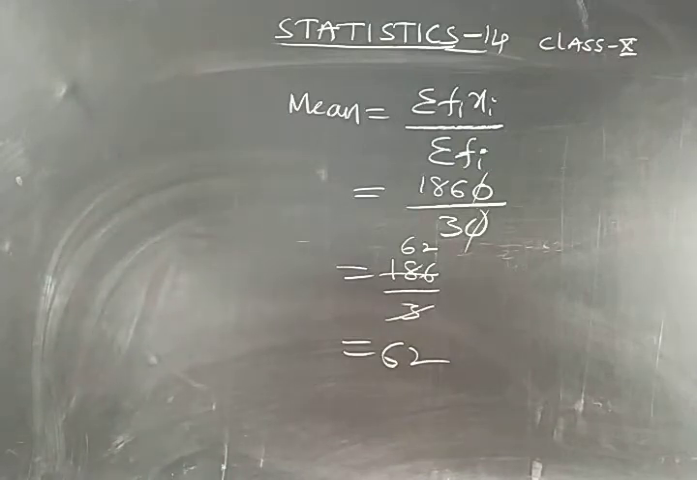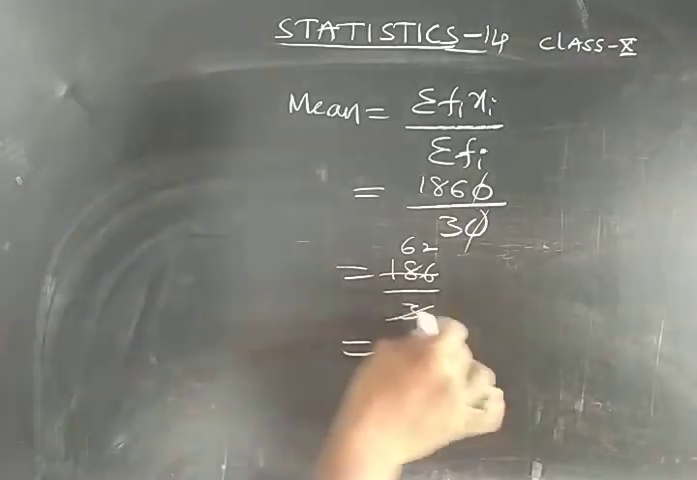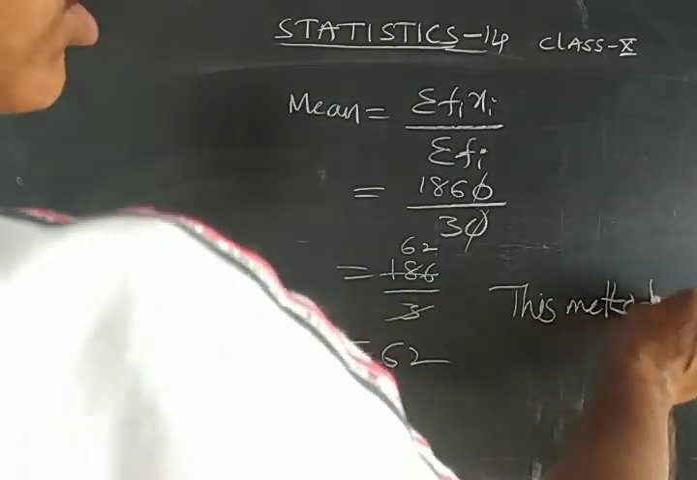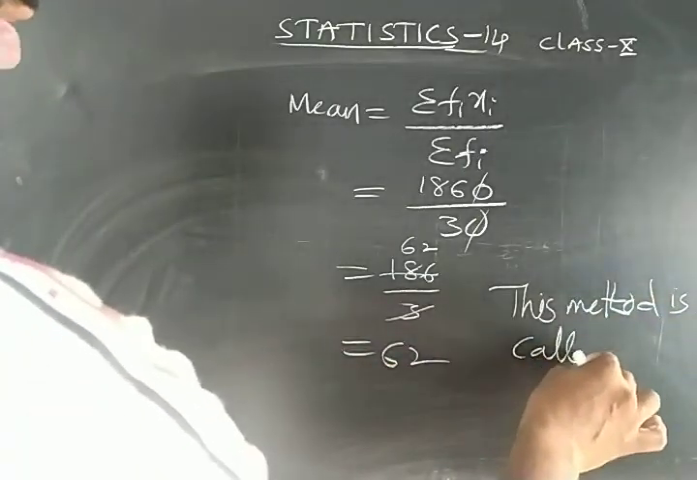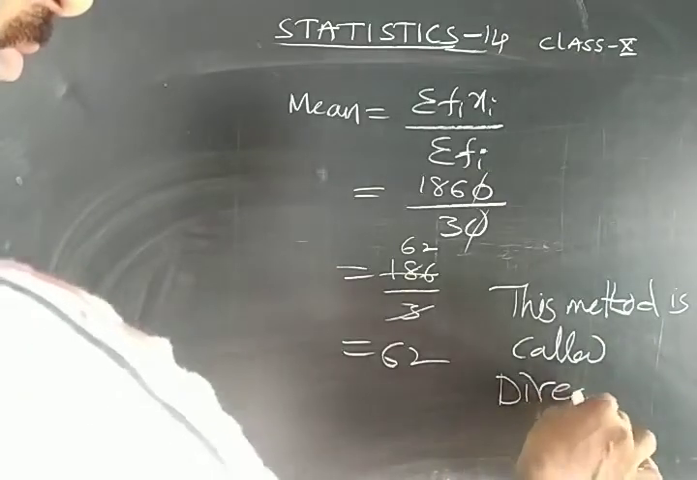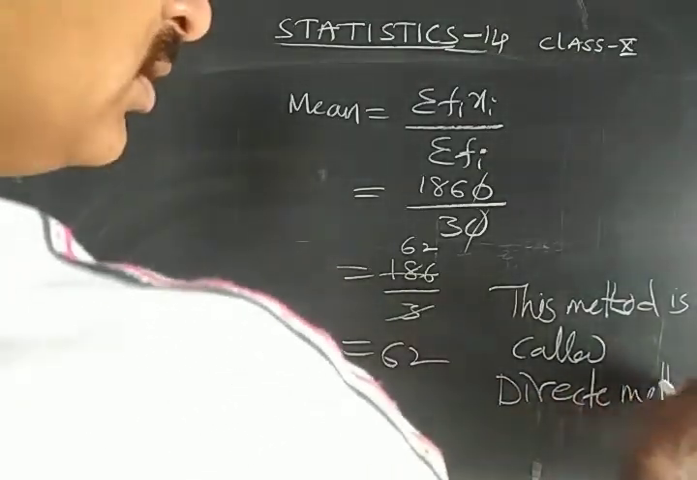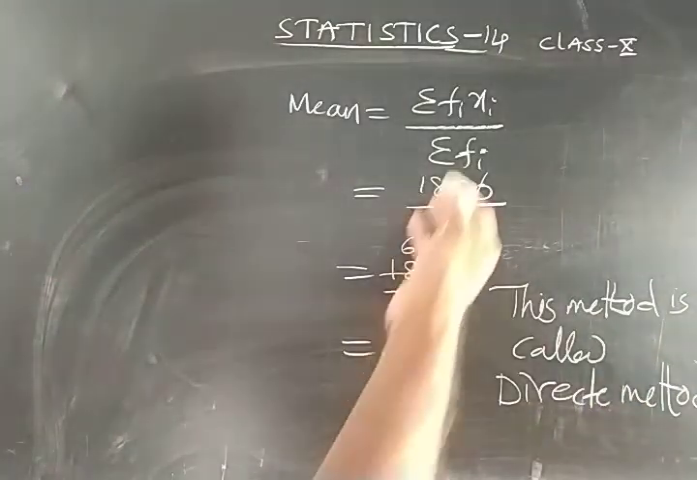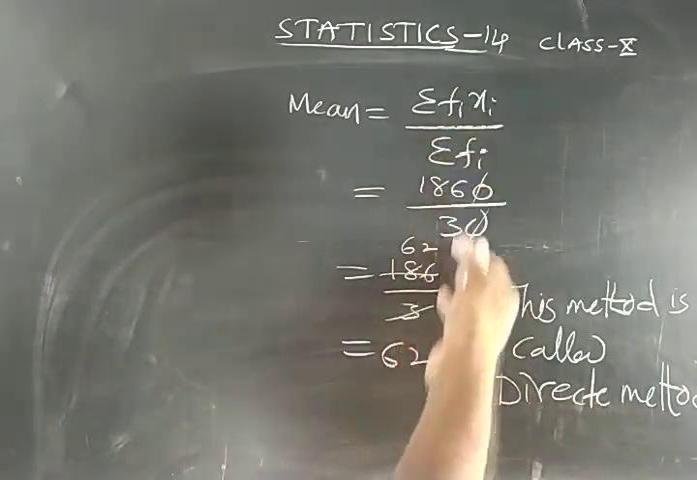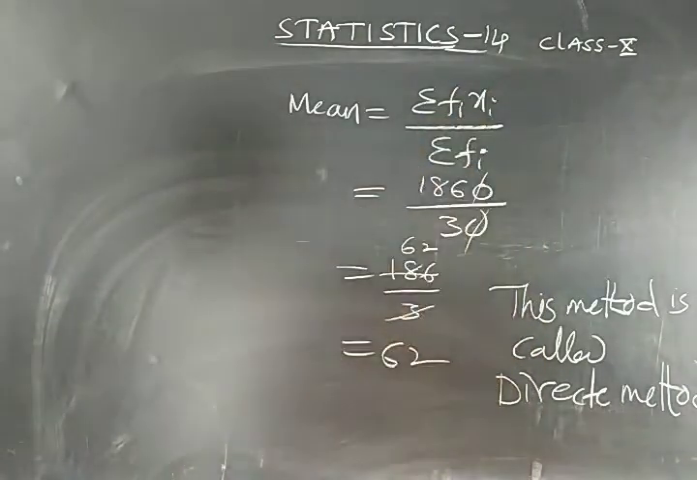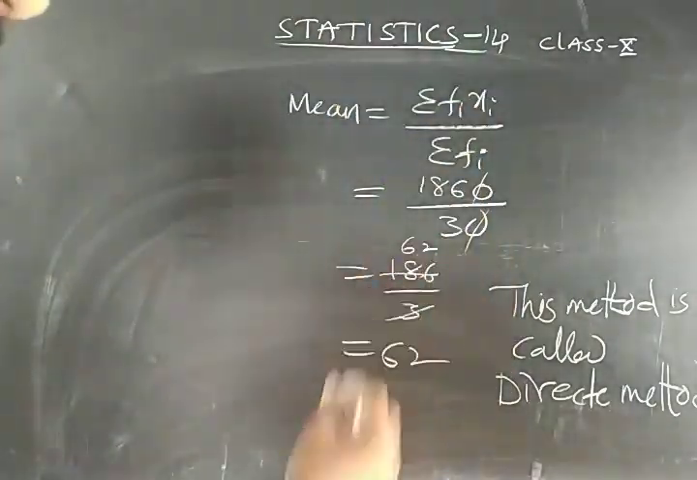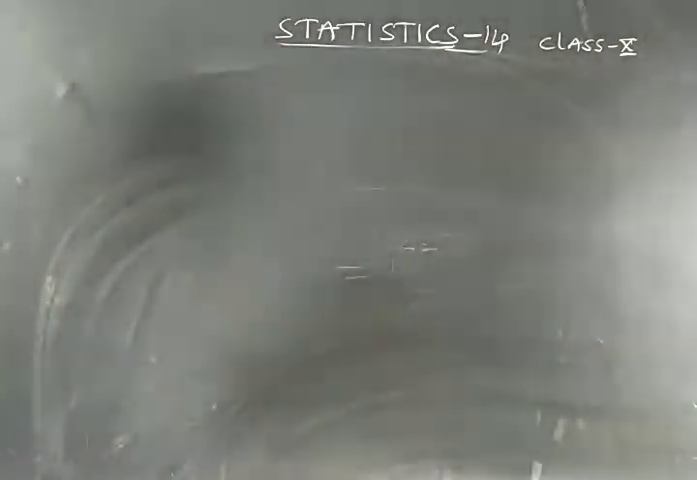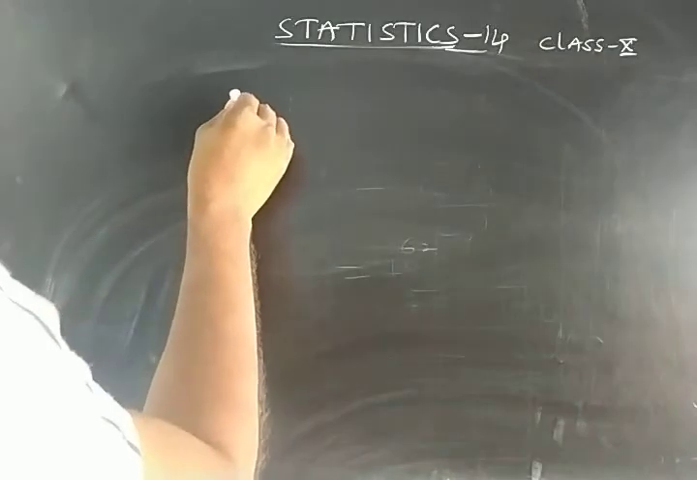This method is called the direct method. We can use this direct method if you have the class intervals. Using the class intervals, we have to find the class marks. If class marks are small, we can use the direct method. If class marks are very large, at that time we can go for the next method. So this method is very useful.